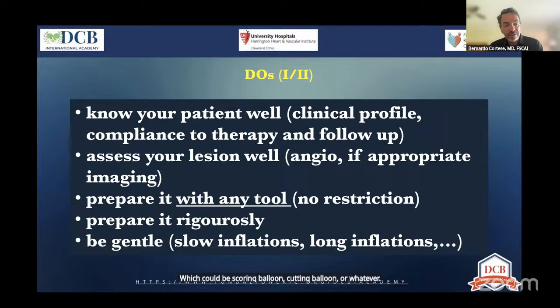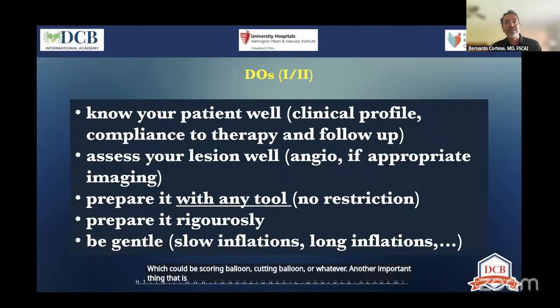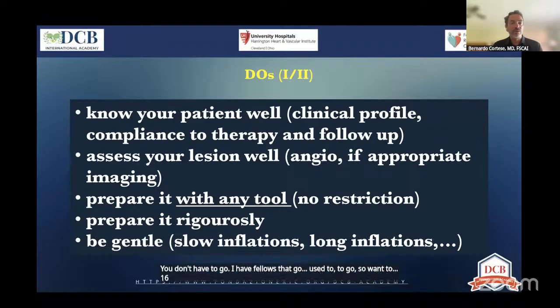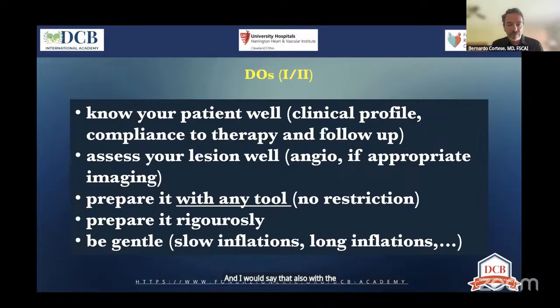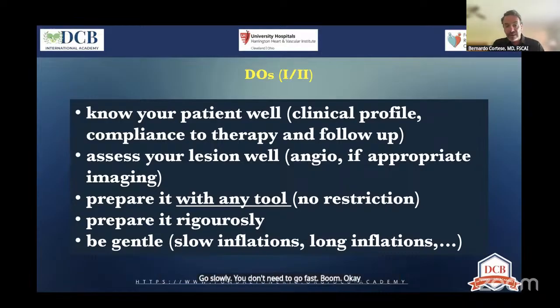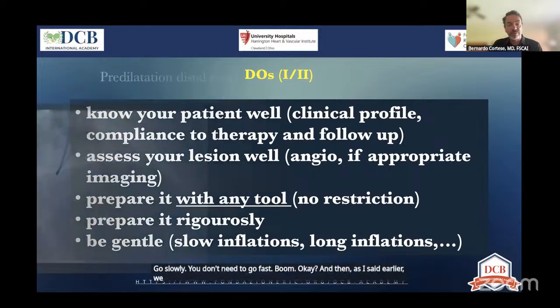Another important thing that is usually not that well emphasized is to be gentle. You don't have to go fast. I have fellows that used to go 1 to 16 in 2 seconds. No, this is not a stent. And I would say that also with the stent, you should be a little bit careful. So with the predilatation balloons, not only with the DCB, which is the last part of this PCI, but with the predilatation balloon, go slowly. You don't need to go fast. Boom, okay? And then, as I said earlier, we should go for longer inflations.